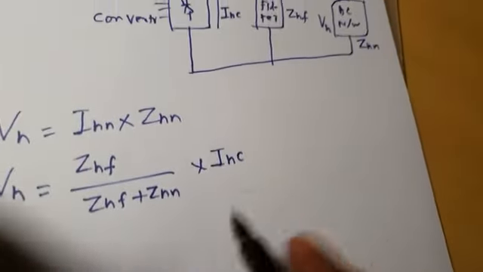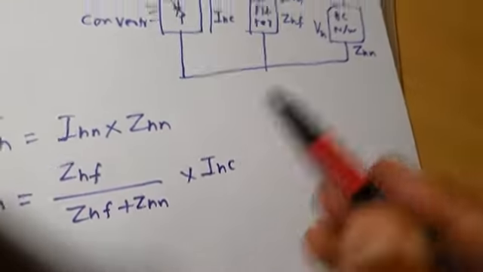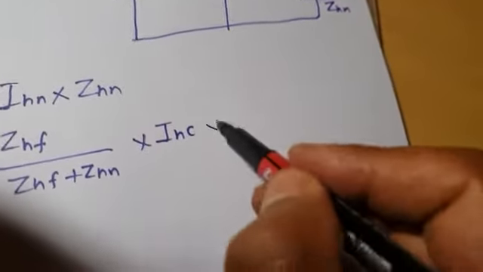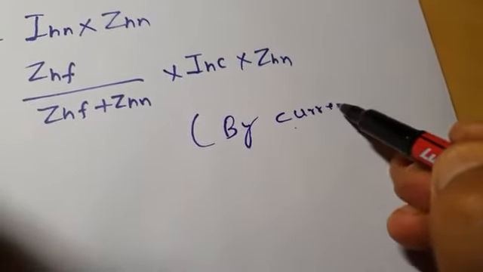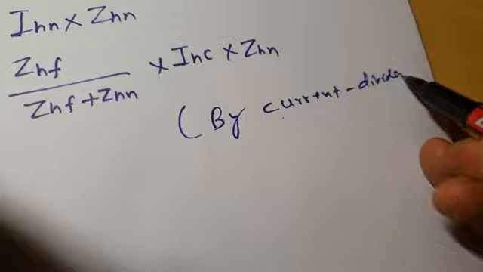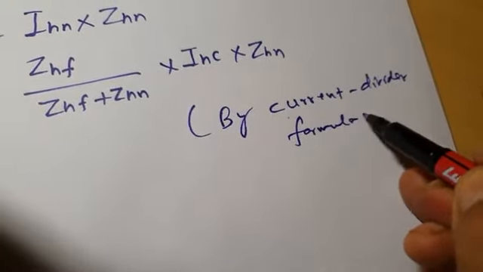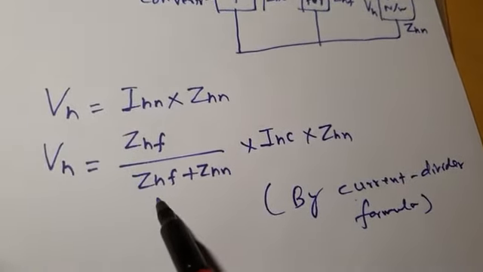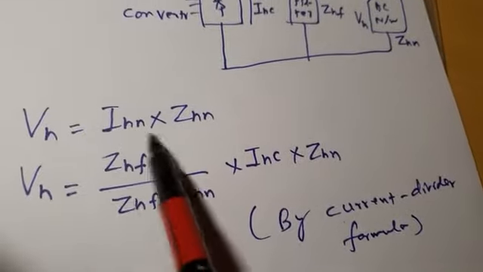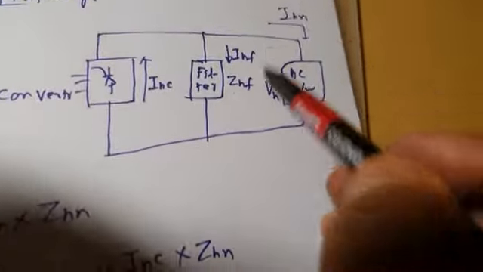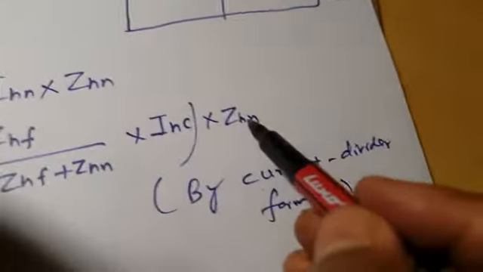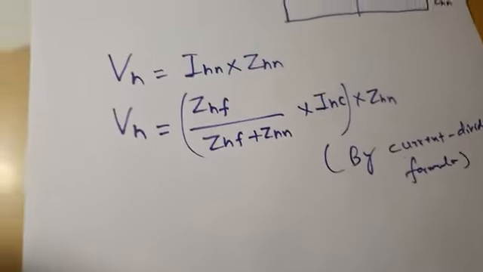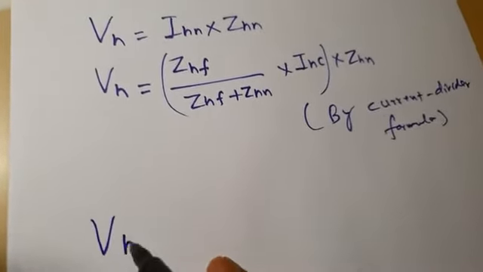Okay, this is the current which is going into the AC network, multiplied by ZHN. So by the current divider formula, I have found the current going into the AC network, IHN. IHN is ZHF divided by ZHF plus ZHN, into IHC. Then the voltage across the AC network because of this harmonic component of current is IHN into ZHN. So this is IHN, from here to here is IHN, multiplied by ZHN. Okay, that is it. So I can write it again like this.